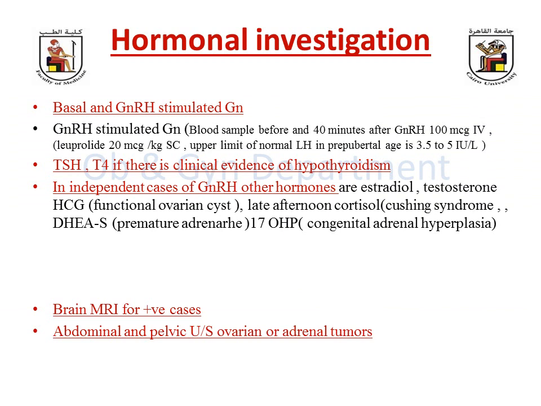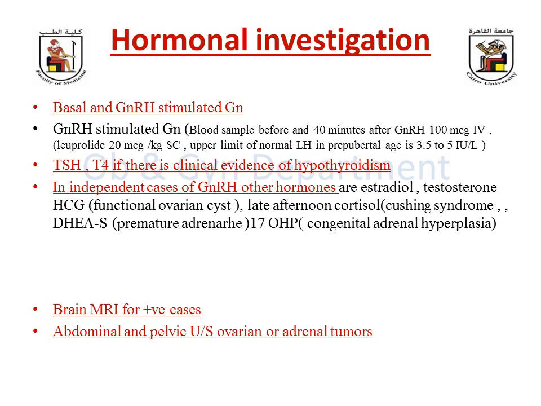What about the hormonal investigation? Based on history taking and examination of my patient, I'm going to do basal level of gonadotrophins, and if I am in doubt about the lesion being CNS dependent or gonadotrophin-releasing hormone dependent precocious puberty, you should do a GnRH stimulation test. Also TSH and T4 if there is clinical evidence of hypothyroidism. And in independent cases, when you find gonadotrophins are not elevated and in spite of this the patient shows signs of precocious puberty, search for other hormones that could be the source of these changes.